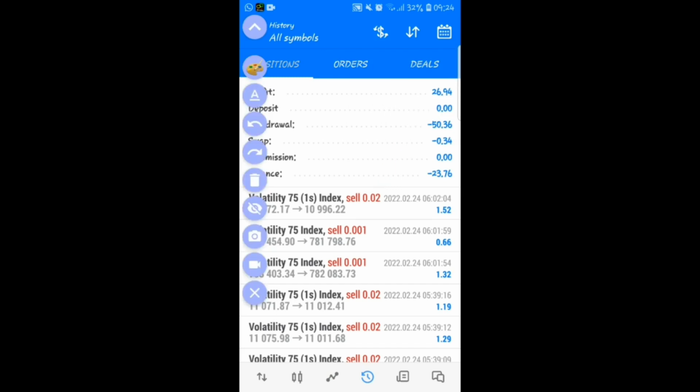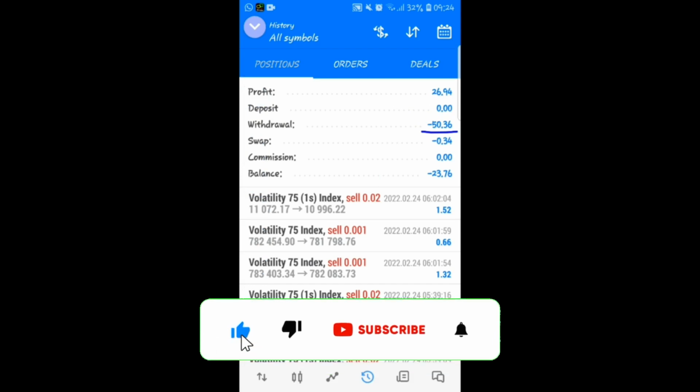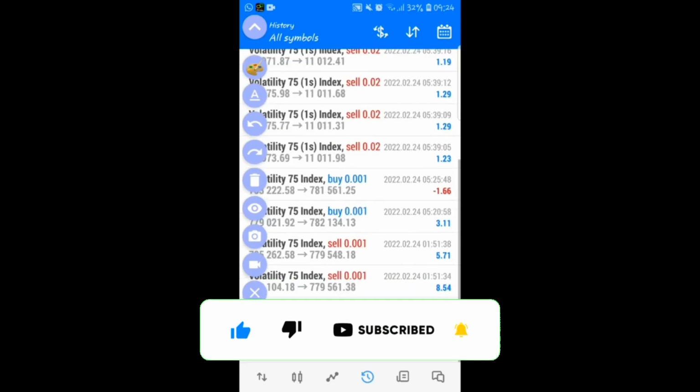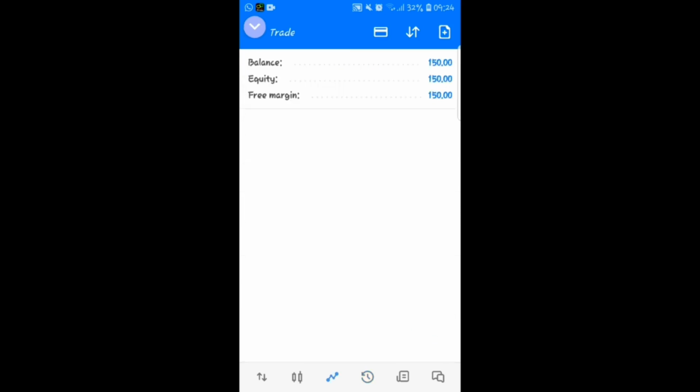You can see that the withdrawal is 50.36. Okay, and then you can see that this is where the withdrawal is. I've made a withdrawal of 50.36. So guys, it is very much possible. So now the target is to take this 150.